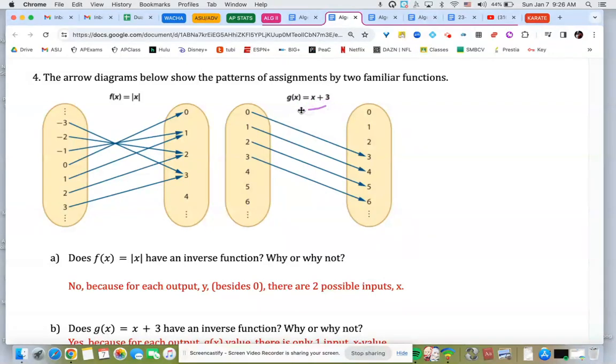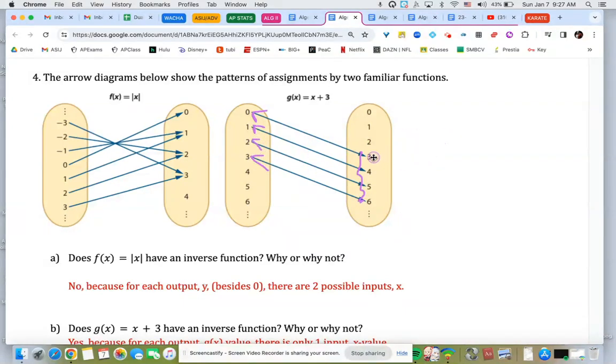So is this equation an inverse, or is it a function? Yes, it is a function, because for every one of these inputs over here, it only has one path. It only goes to one place. So it's a function. But if I do the inverse, now this becomes my input, and I have to reverse those arrows and think about things going the other way.